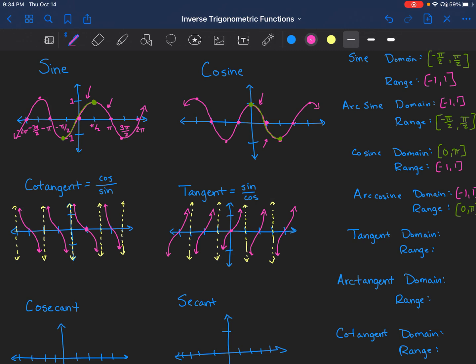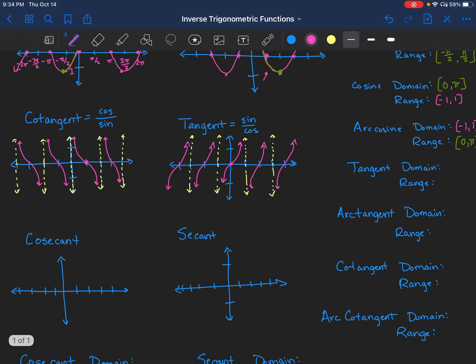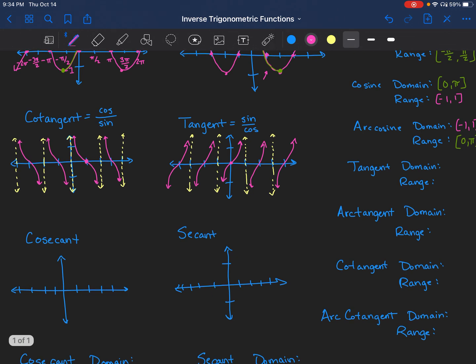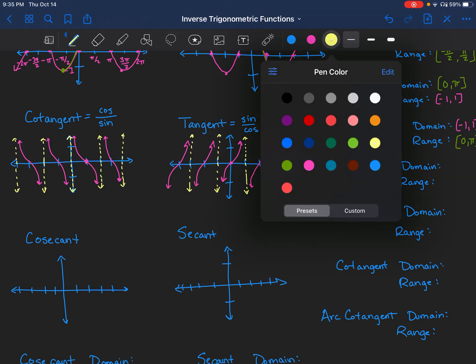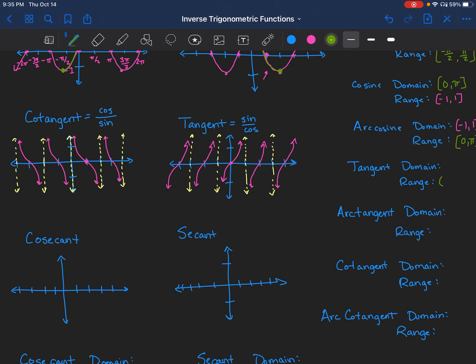Now, hopefully you're picking up on both tangent and cotangent. I'm going to scroll down just a little bit. Both tangent and cotangent have vertical asymptotes in a lot of different places. That means their inverses, arc tangent and arc cotangent, are going to have a lot of horizontal asymptotes, or in this case, I'm going to restrict it down to just 2. So let's see. In this case, we have a range from negative infinity to positive infinity. So I'm going to write that in there. Let's go back to that green color. Okay, there's green. So from negative infinity to positive infinity for those ranges.